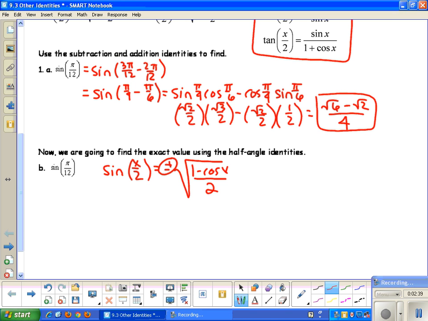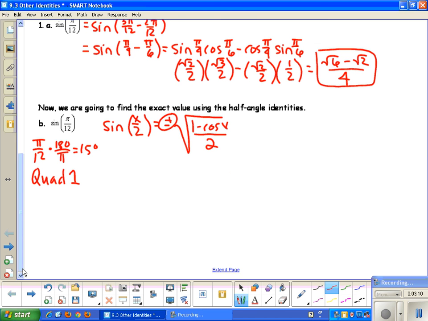in front, if it's a plus or a minus, you have to figure out what quadrant pi over 12 lies in. So pi over 12, if you convert this into degrees, if it helps you to figure out what quadrant you're in, you can multiply it by 180 over pi, which gives me 15 degrees. So I know that I'm in quadrant 1. And in quadrant 1, everything is positive, so I know I'm going to use the positive square root for this.